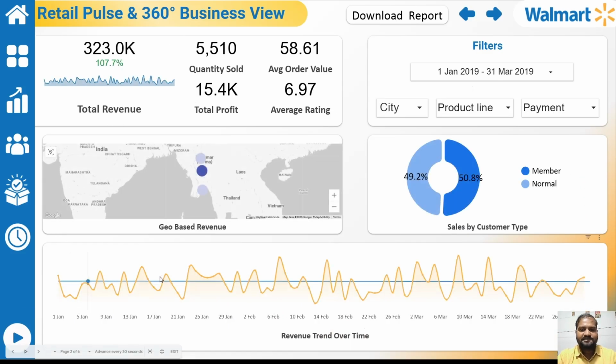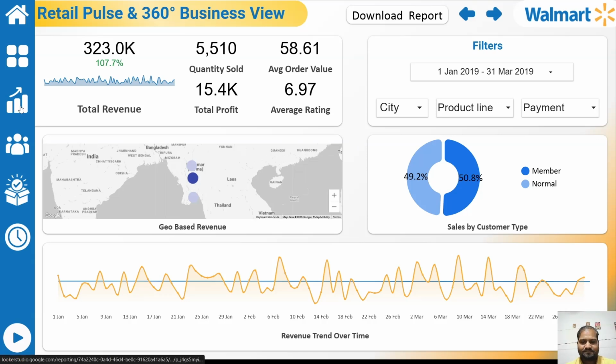At the bottom we have a time series chart which shows the sales trend between the 1st January 2019 to the 31st March 2019. It helps us to see the ups and downs in sales over time. Here we have a donut chart which shows the revenue distribution between the member and the normal customer. We can see both types of customer are contributing almost equally. So this page gives us a 360-degree snapshot of the business performance in one place. Now let's move to the next page to explore the sales performance analysis.